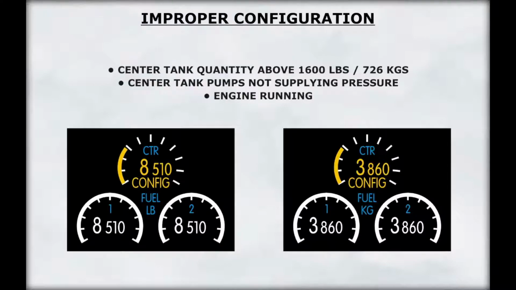A configuration label is displayed immediately below the center tank quantity indicator when the center tank quantity is greater than 1,600 pounds, center tank output pressure is low or non-existent, and either engine is running. When the configuration label is displayed, the fuel quantity arc and digits on the center tank turn amber.